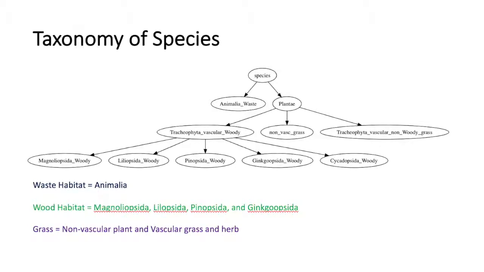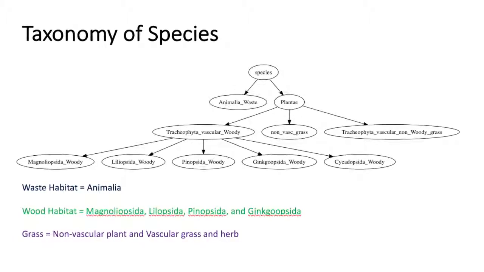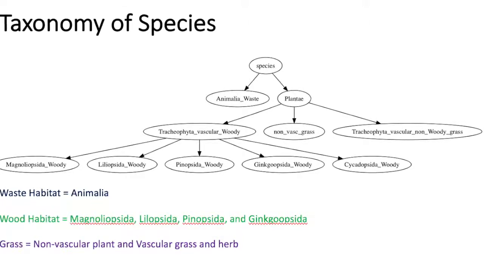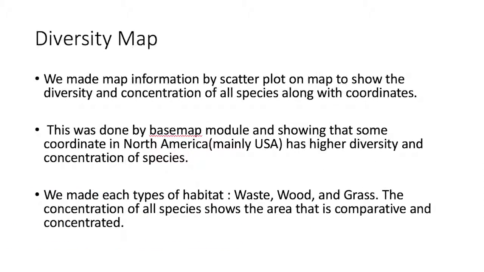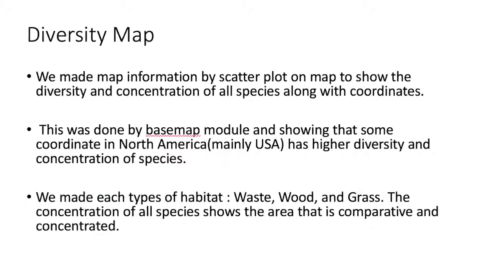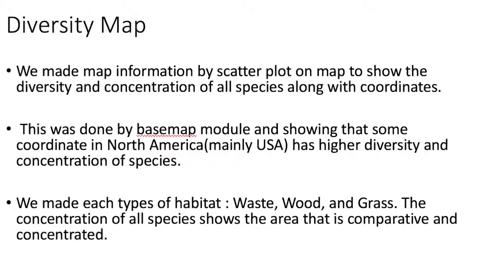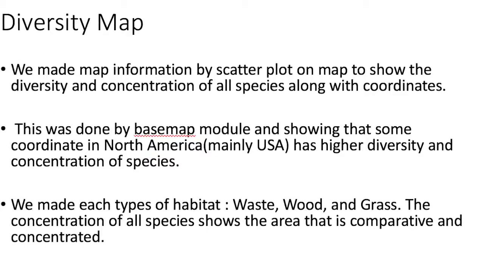Here we have a phylogeny tree of species from our data. This tree explains the division of habitat, which is wood, grass, and waste. Based on the division, we made a diversity map. The diversity map shows the concentrations of species in each habitat coordinate.